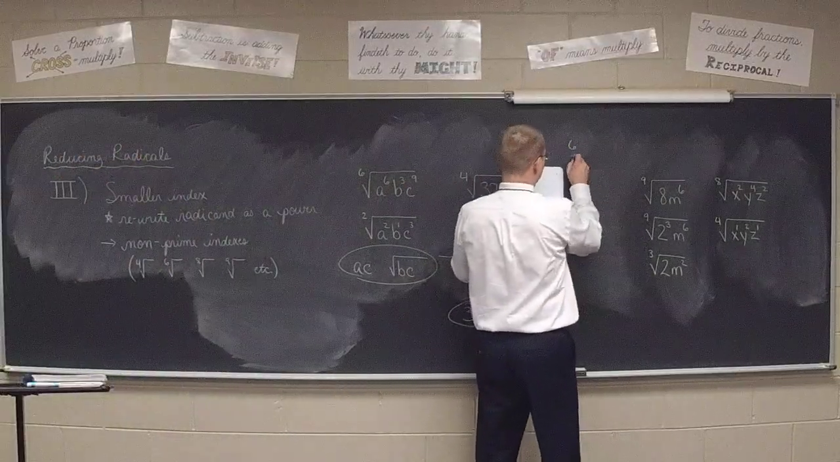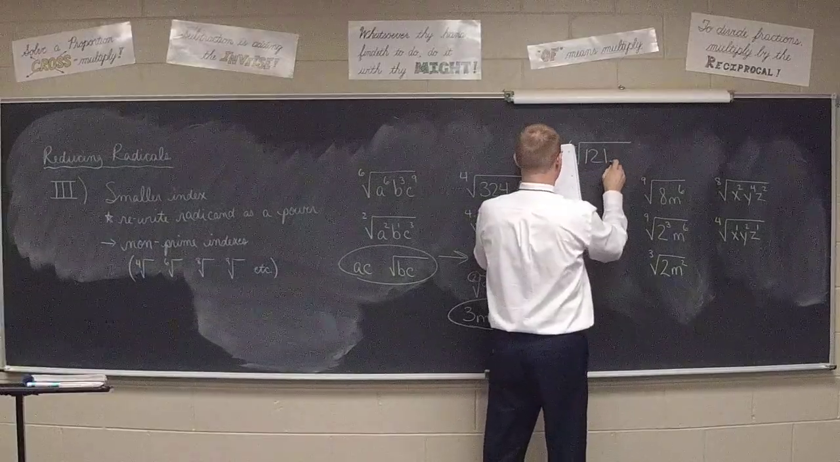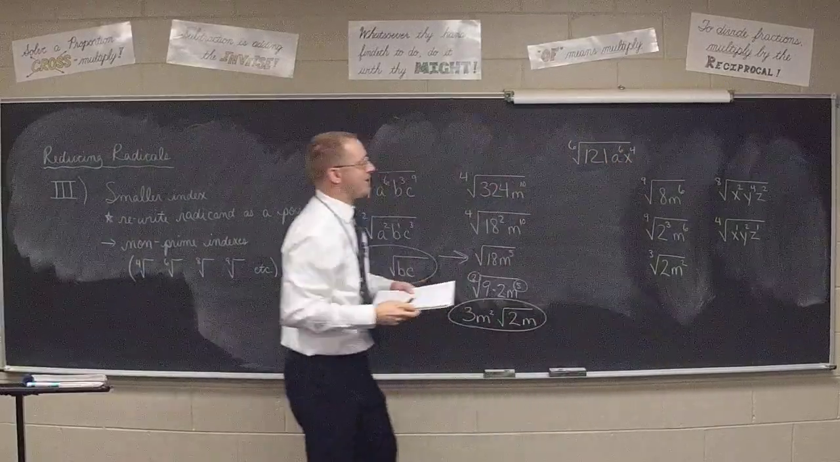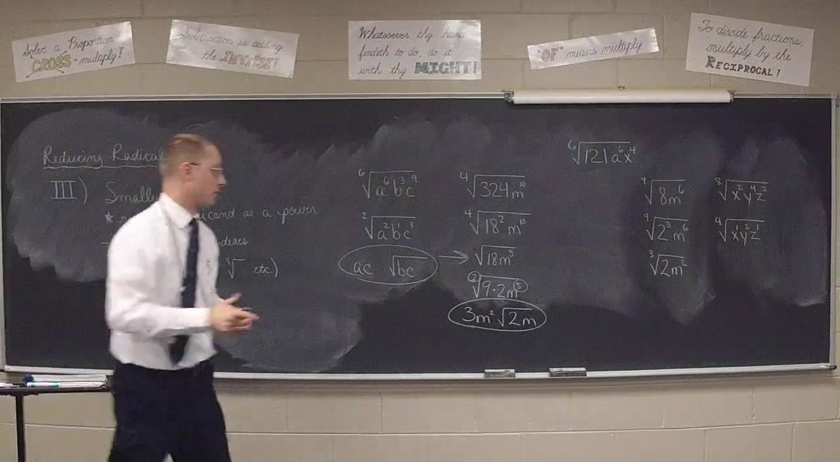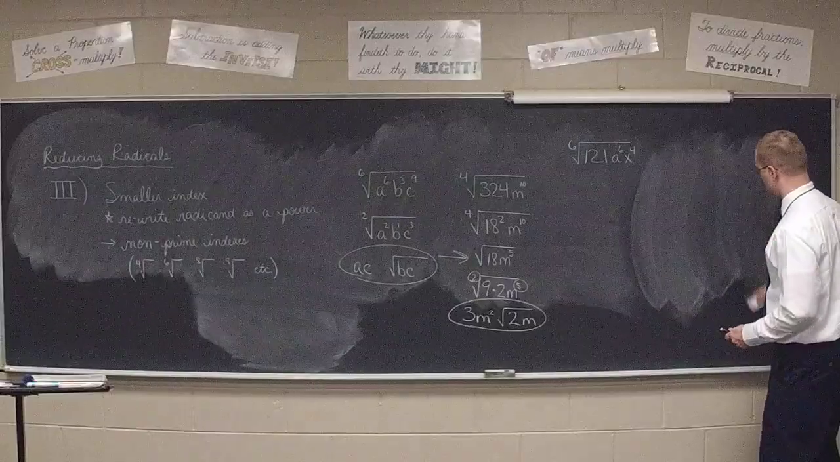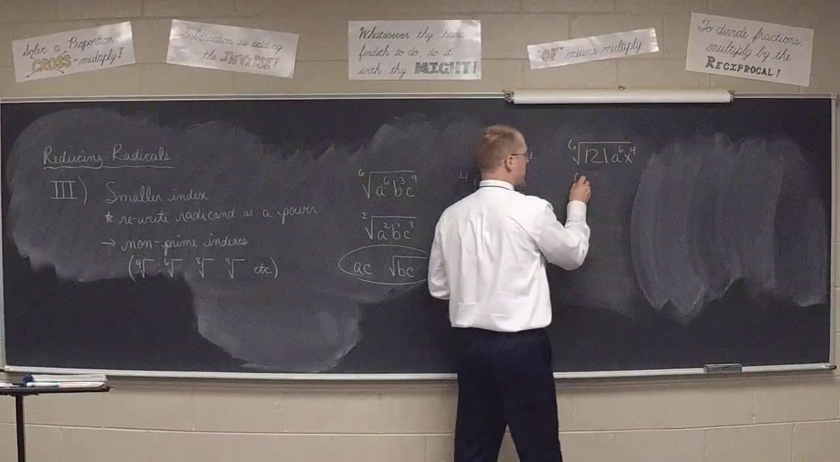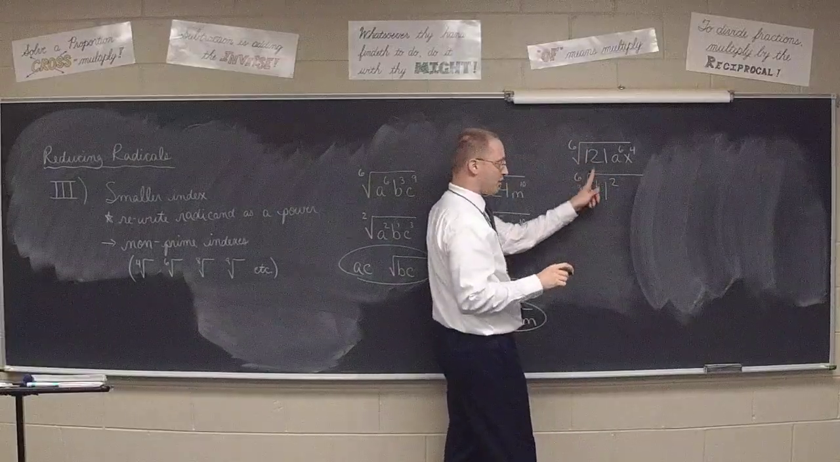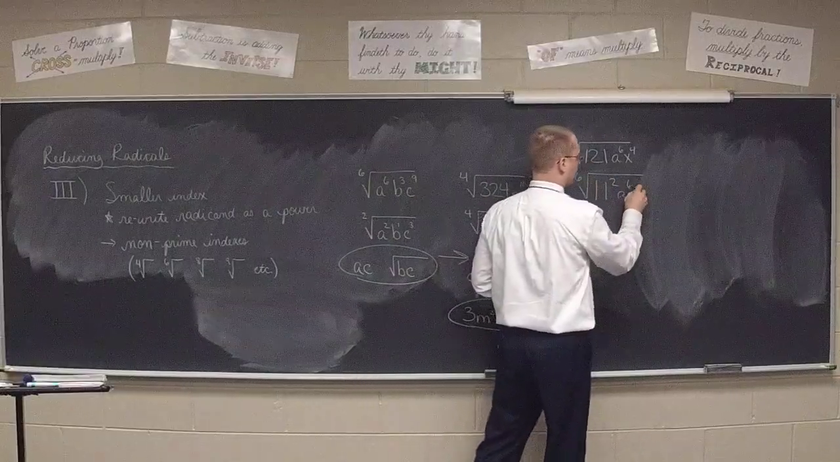Let's do the 6th root of 121, a to the 6th, x to the 4th. And Maddie, walk us through this problem. Good. Start by rewriting the 121 as an 11 squared. As soon as you see a big index, see if you can rewrite as a power. We can. Then what?